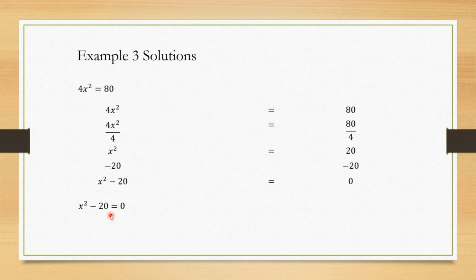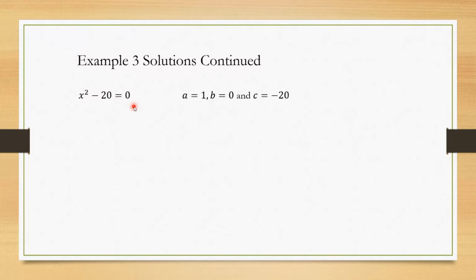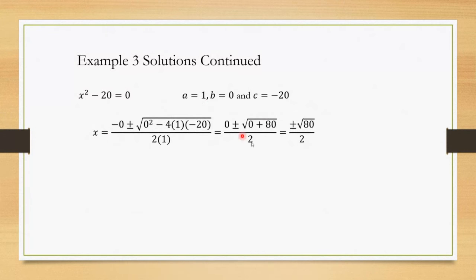Now we have this to solve. And so again, we have A is 1, B is 0, C is minus 20. Again, you want to include the negative. And so we have this. So we get two solutions here. We get plus or minus. B is 0 because there's no x term, so we take the B to be 0.